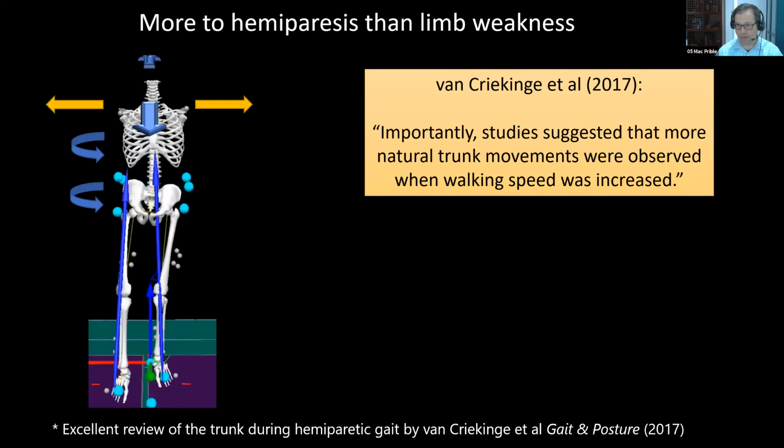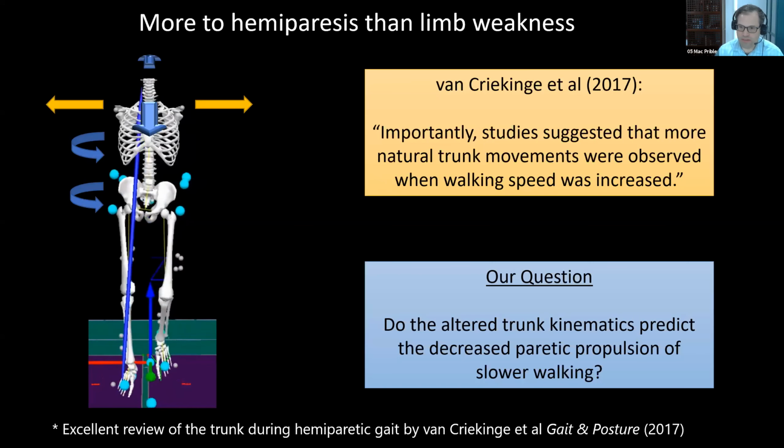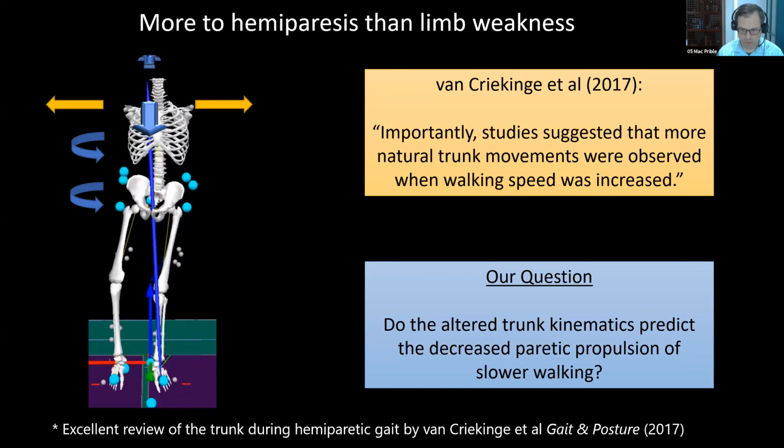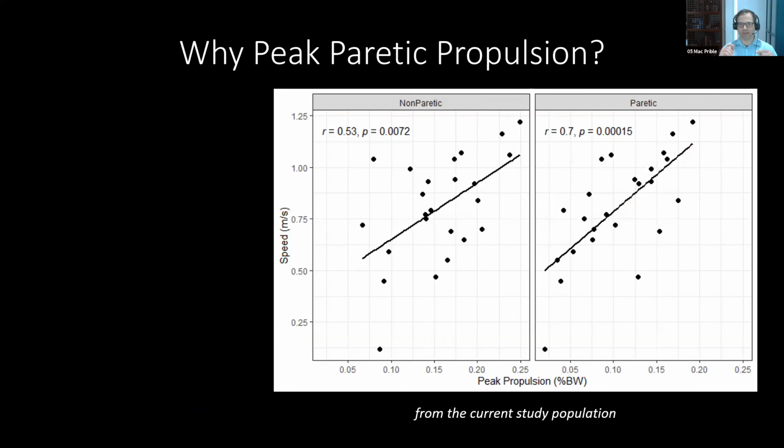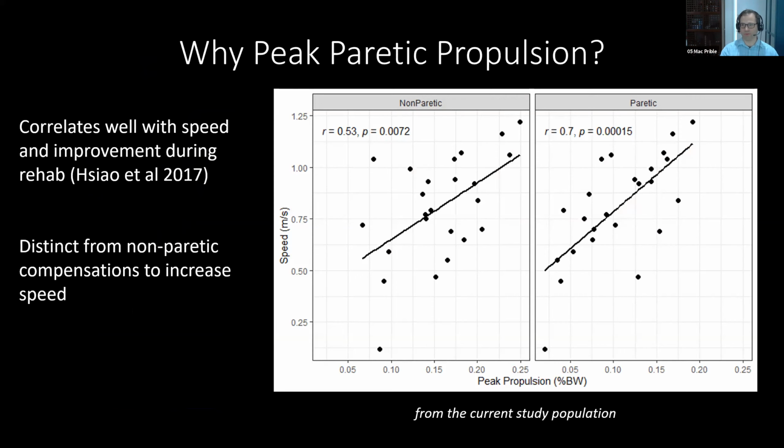was increased. And so this was kind of the starting point of asking this question: do the altered trunk kinematics predict the decreased paretic propulsion of slower walking? So we looked at peak paretic propulsion because it correlates well with self-selected gait speed, and improvements in self-selected gait speed following a course of rehabilitation are generally met with a commensurate improvement in the peak paretic force production. It also helps us to distinguish between non-paretic compensatory adjustments. So this is really kind of trying to track and understand a movement toward healthier, more balanced walking.